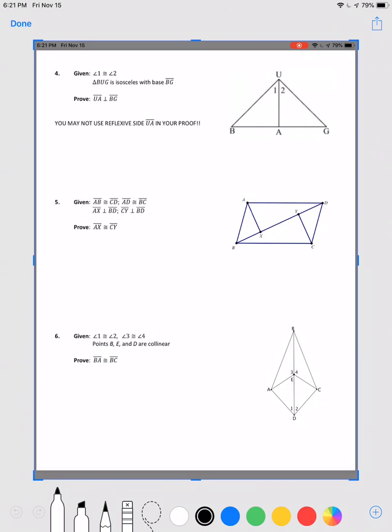Right, number 4 says, given angle 1 is congruent to angle 2. Okay, so this is the same as this. Triangle BUG is isosceles with base BG. So BUG is isosceles, and the base is BG. That's telling you that it's this angle and this angle that are congruent to each other in the larger triangle BUG. It wants us to prove that UA is perpendicular to BG.